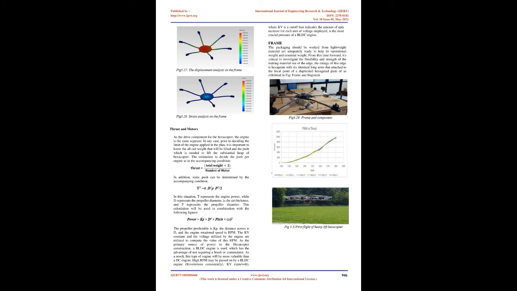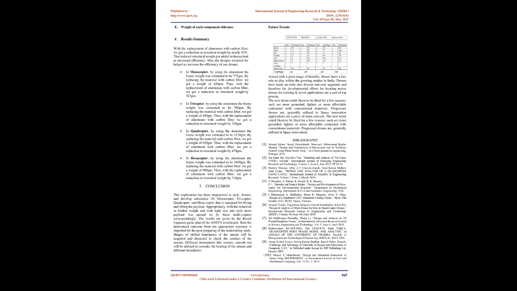In tricopter, by using the aluminum the frame weight was estimated to be 760 gm. By replacing the material with carbon fiber, we got a weight of 440 gm. Thus, with the replacement of aluminum with carbon fiber we got a reduction in structural weight by 320 gm. In quadcopter, by using the aluminum, the frame weight was estimated to be 1120 gm. By replacing the material with carbon fiber, we got a weight of 650 gm. Thus, we got a reduction in structural weight by 470 gm.